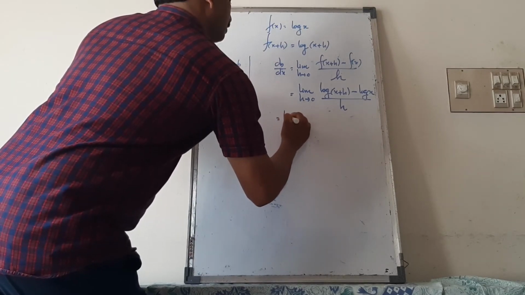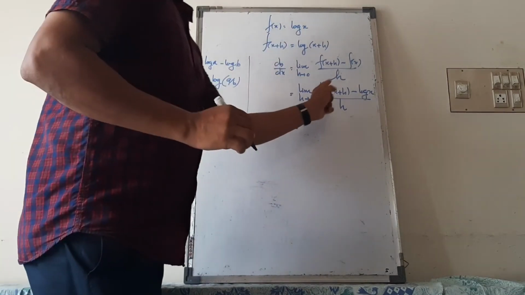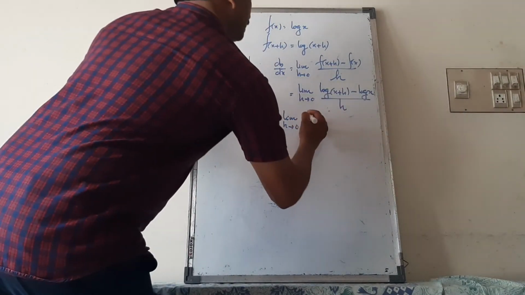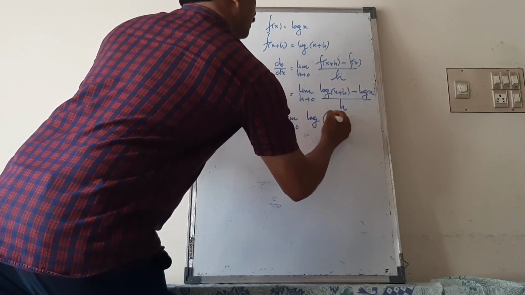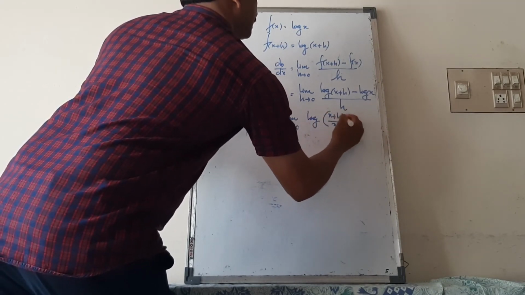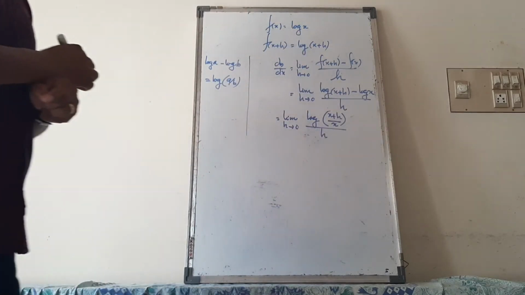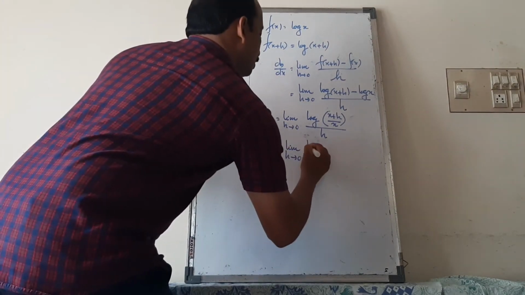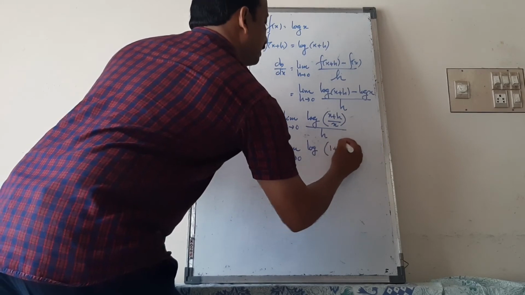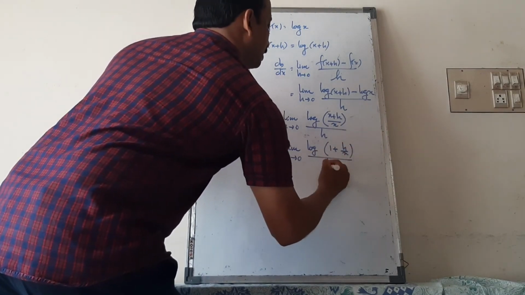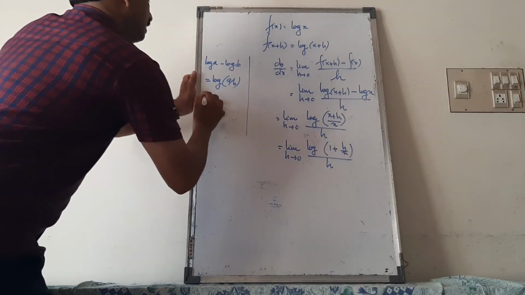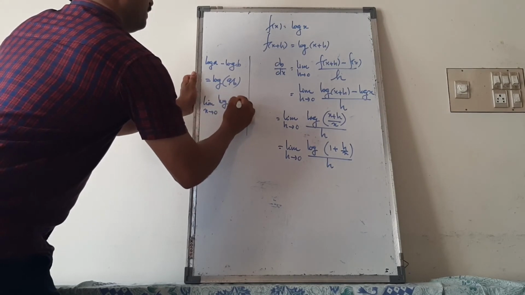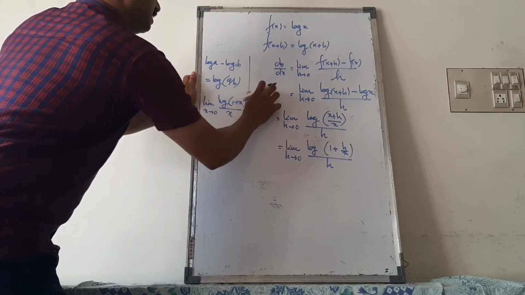Using that result, the numerator changes to the form log a minus log b. Here a corresponds to x plus h and b corresponds to x. And therefore log a minus log b equal to log a by b, that is log of (x plus h) divided by x, the whole divided by h. That is equal to limit h tends to 0 of log of (1 plus h by x) the whole divided by h. You know, limit x tends to 0 of log of (1 plus x) the whole divided by x is equal to 1.